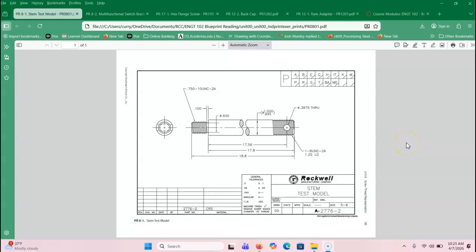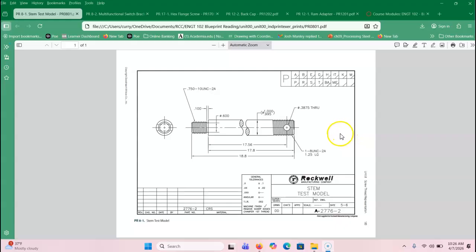All right, so in continuation of the lecture on thread forms and screw representation on prints, I've got a couple of prints up here that we're going to take a quick look at just so you can see how these are actually written out and done on an actual print. So this one is actually part of the print reading exercise for Unit 8. So let's take a look here.